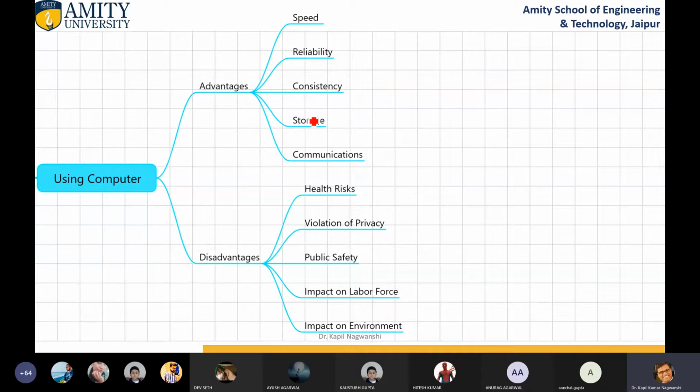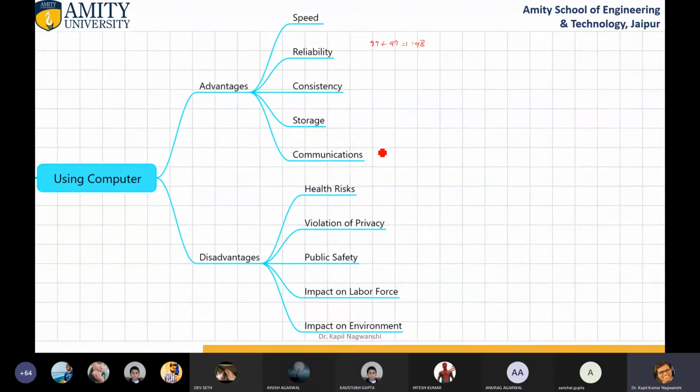Reliability, consistency, storage, and communication. Computer is whatever computer you are using, it is an emotionless device. It is not able to do anything on its own. It is based on instructions provided by us. Reliable means if 99 plus 99 is 198, every time it is coming 198.